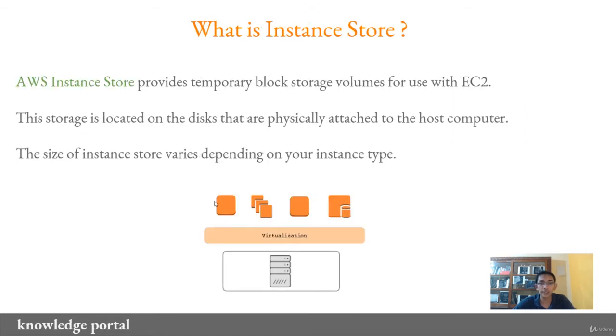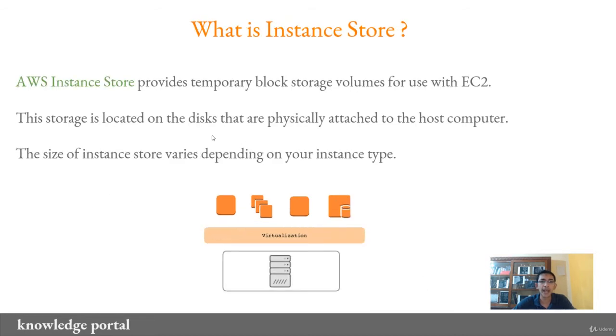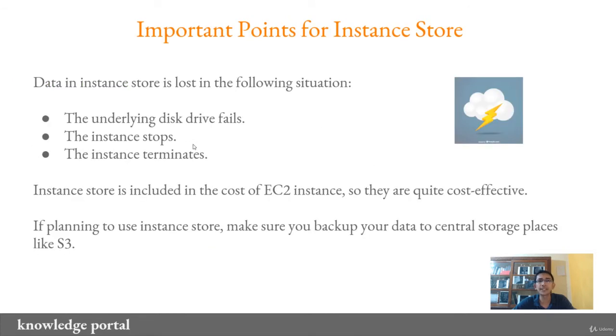When you stop your EC2 instance, your data is lost and your EC2 instance gets terminated, because we have already seen how, when you stop and start your EC2 instance, it can start on a different physical host altogether. And if your data is part of the instance store volume associated with the physical host, it cannot be retrieved when that VM starts on a different physical host. So as soon as you stop the instance, the instance store volumes will terminate. Third is when the instance terminates. So these are the three situations in which the data in the instance store volumes is lost.